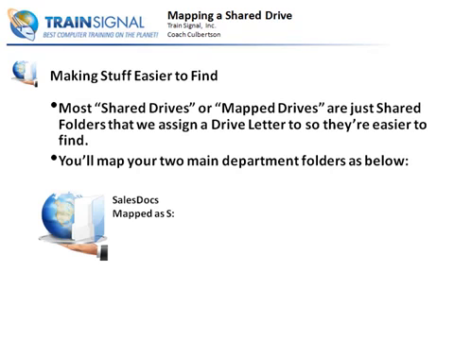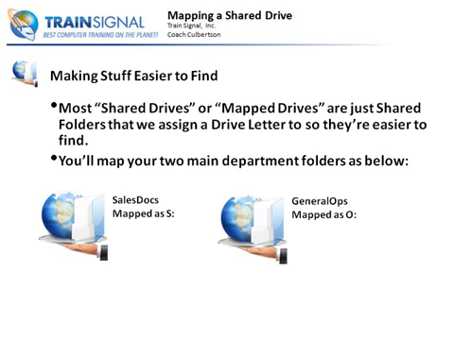Here's what we're going to do. We're going to map two main department folders. We're going to map sales docs as the S drive, and we're going to take the general ops folder we created and map it as O. Of course, we're going to have to go back and fix those permissions, as a quick review. We're going to map these as drives, so they'll actually appear like a hard drive on the network, but they're really just shared folders. Now, by the way, you can share an entire hard drive if you want.